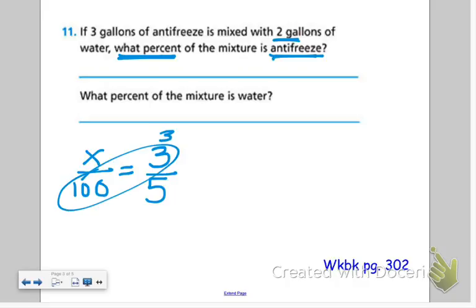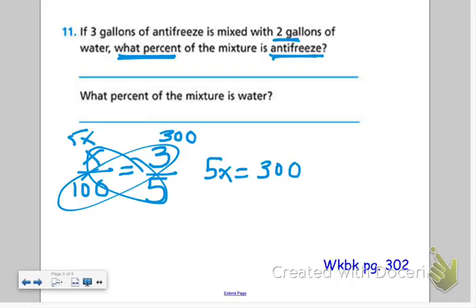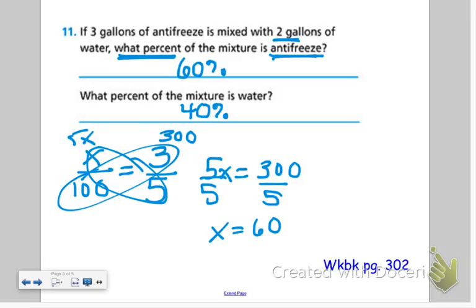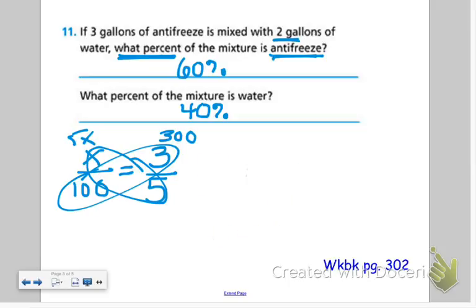I can cross multiply. And I have 5 times x equals 300. And all I have to do is solve for x. And I'm going to get 60. So 60% of the mixture is antifreeze, which means the percent that's water must be 40%. How can we prove it? Let's do the work. I'm going to make some space here. Maybe I'll use a different color. Red works.